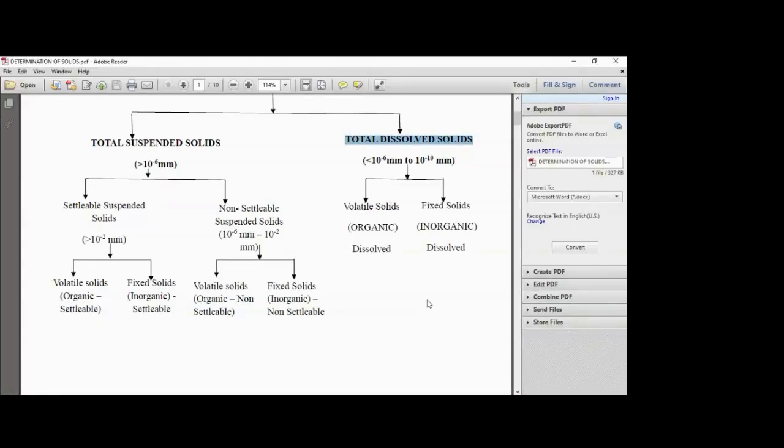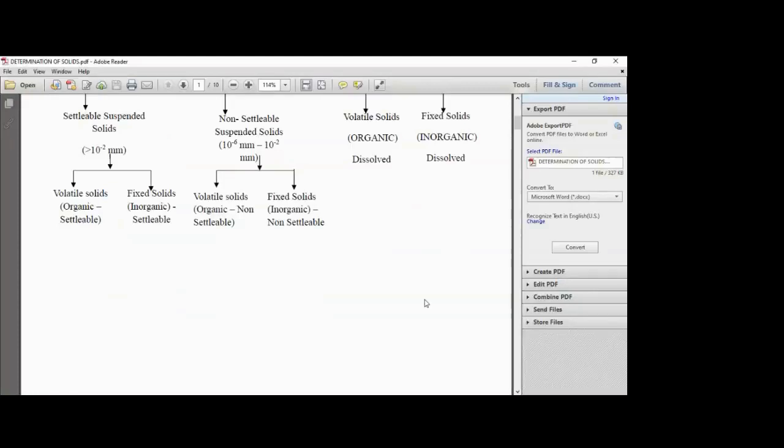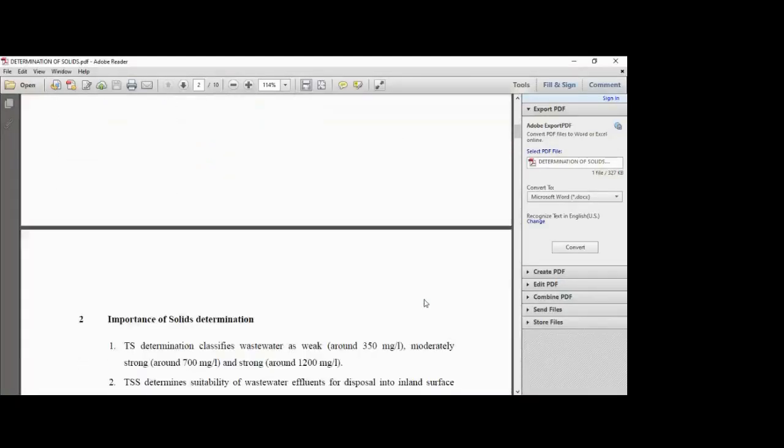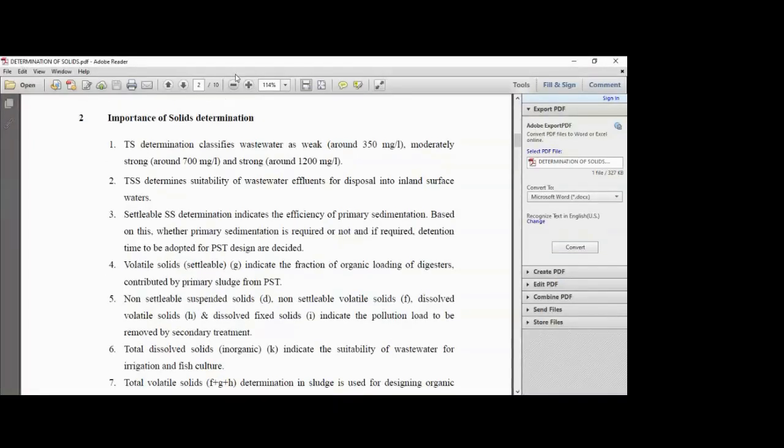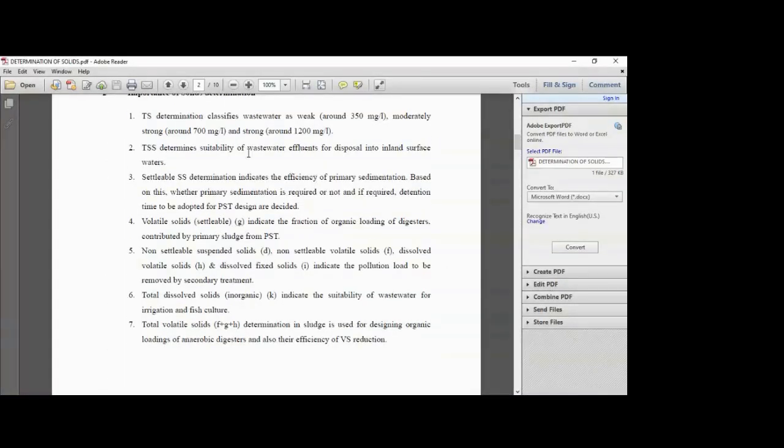So this was the theory part, but I thought I should explain this as well, because this is normally a favorite question of the examiners. So why is there importance of solids determination? Let's check that. TS determination classifies the wastewater as weak, moderately strong, and strong.